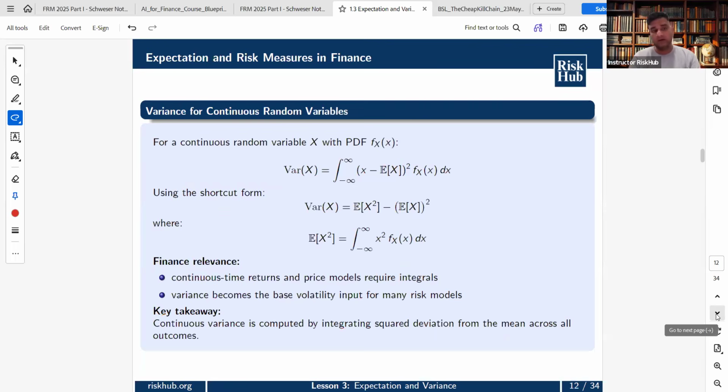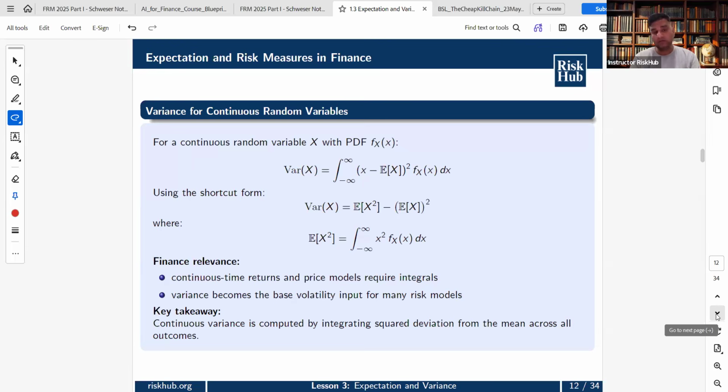Okay. Next one is the same thing: variance for a continuous random variable. And when we do variance for a continuous random variable, obviously we have to use the integral. Here the integral is from minus infinity to infinity of (x minus E[X]) squared times f(x) dx. And using the shortcut formula I told you about, this formula is used a lot.